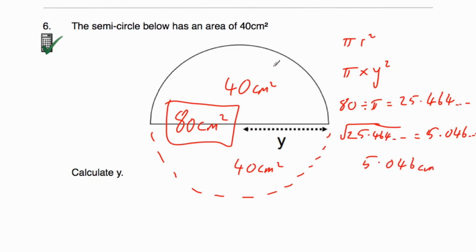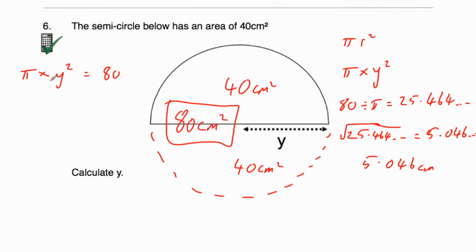Now we could have solved this question in a slightly different way. Whenever we found that the area of the whole circle was 80, we could have just solved the equation. So we know that the area of the circle is pi r squared, or pi times the radius, which is y, squared, and that's equal to 80 because the area of the circle is equal to 80. And this is an equation we can solve.